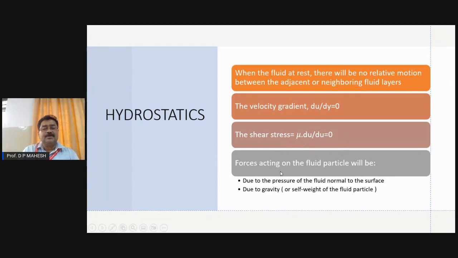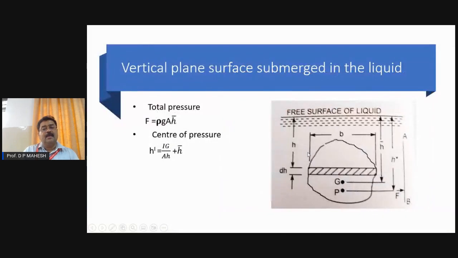In the hydrostatics topic, we are going to study forces acting on the fluid particle due to the pressure of the fluid, which is normal to the surface, and due to the gravity or the self weight of the fluid particle. So now, in hydrostatics, in order to understand the numerical problems better, we have a few cases. When a plane surface is submerged inside the liquid in the vertical direction, the contact liquid will be acting on the submerged body.